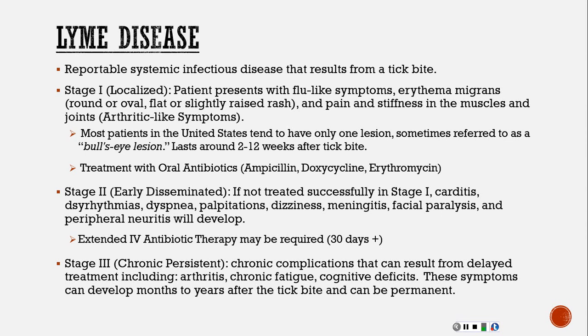Lyme disease comes from a tick bite. Bullseye lesion. That's a hallmark sign that you need to be familiar with. It is a round, oval, flat, or slightly raised rash. So erythema migrans, that type of rash, is what you will see. And in the U.S., commonly it's going to be one lesion. It's called the bullseye lesion, basically.